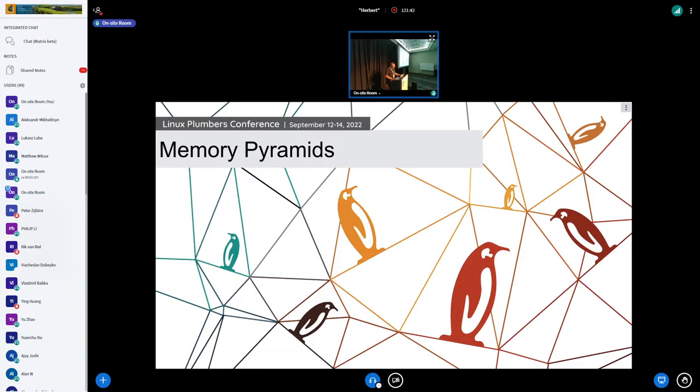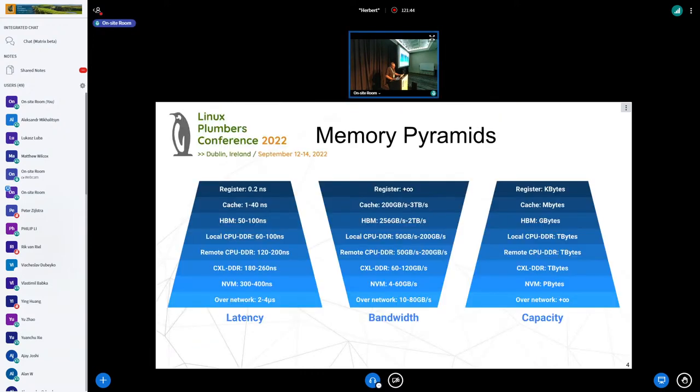So the first thing I wanted to share with people really is that we have a pyramid of memory. And I see three different things. People look at latency, bandwidth, and capacity. Usually they don't go together. You want very high bandwidth and low latency, but usually that comes with low capacity. That's why you see this pyramid going in multiple directions.